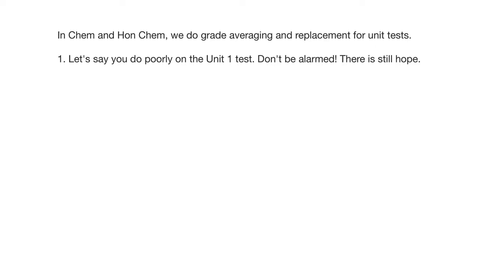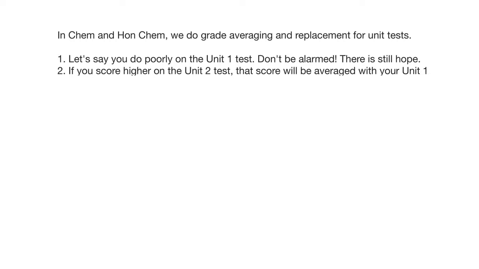So let's say that you do poorly on the Unit 1 test. You should not be alarmed. There is still hope for your grade, and I'm going to show you how that works. If you score higher on the Unit 2 test, that score gets averaged with your Unit 1 score. The new score is then entered into Unit 1 in Aries for your grade. Let me show you an example of how that works.